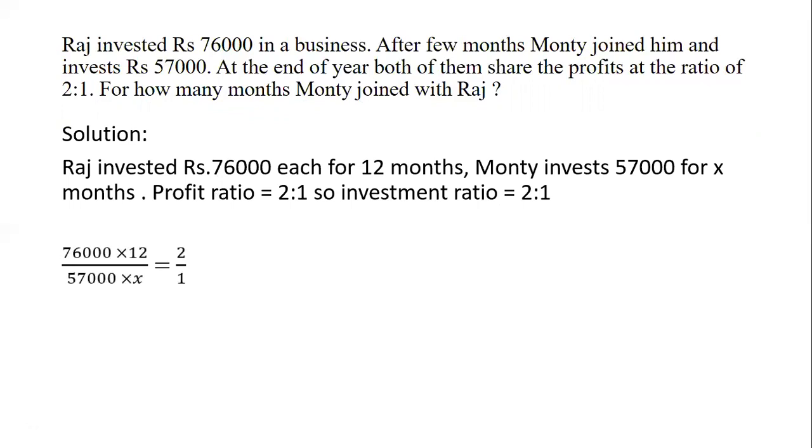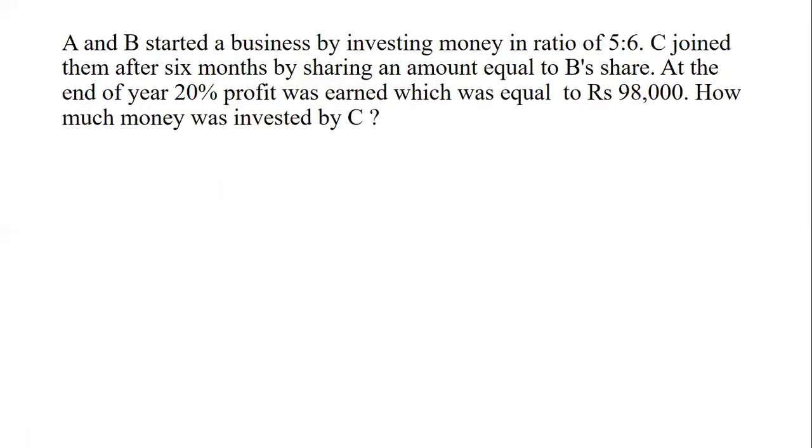Now we know Raj is there for the full 12 months, whereas Monty was there for some x months. Their profit sharing ratio is 2 is to 1. So 76,000 into 12 divided by 57,000 into x is equal to 2 by 1. Just by substituting, you will get x is equal to 8, which means Monty joined after 4 months and invested for the remaining 8 months. So Monty was in the partnership deal with Raj for 8 months.